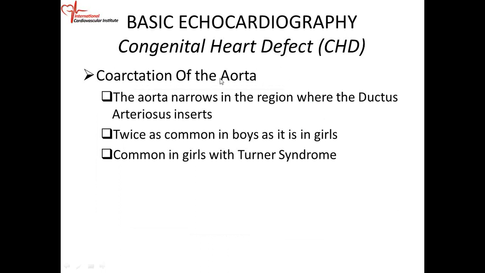Again, remember that coarctation of the aorta is common in Turner syndrome. It is twice as common in boys as it is in girls. And remember, you need to know how to identify Turner syndrome: short stature, web neck, mental impairment. And the other thing that goes with Turner's is a bicuspid aortic valve. So that's fair game in the exam.